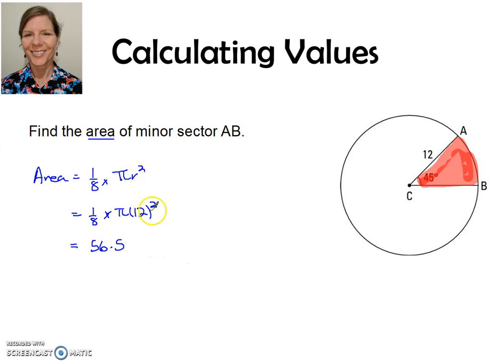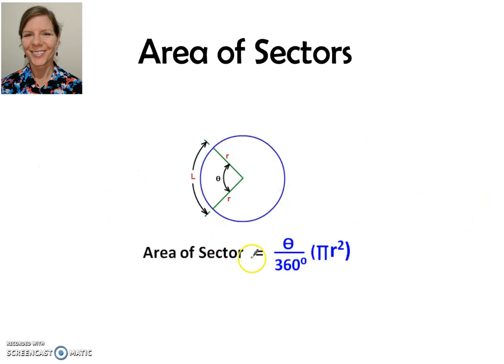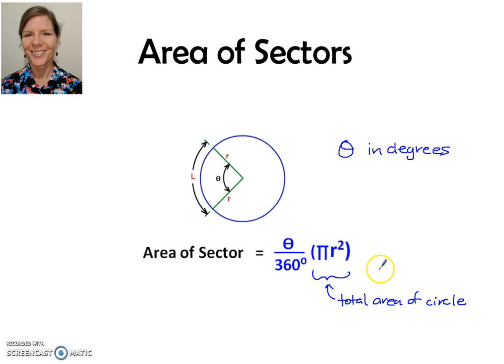Okay, so we've just done the same thing. Worked out the area of the circle and divided by 8 because we know this proportion is 8. So again, to generalize, the area of the sector is just theta divided by 360, gives you a proportion, multiplied by the area, the total area of the circle. So total area. Okay, and of course, remembering that theta is in degrees here, because we're dividing by 360 degrees there.